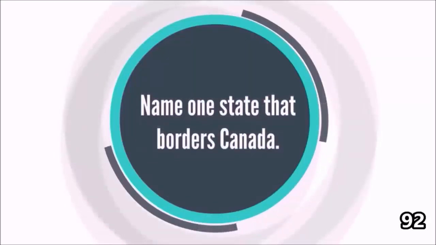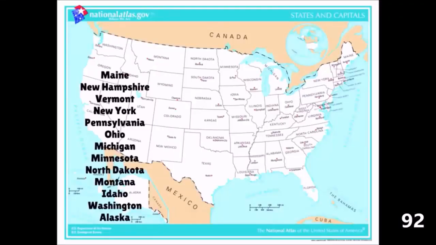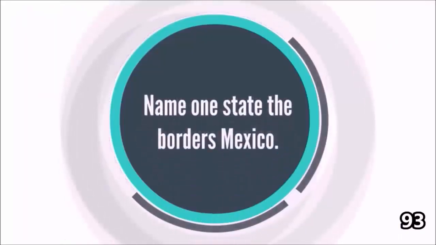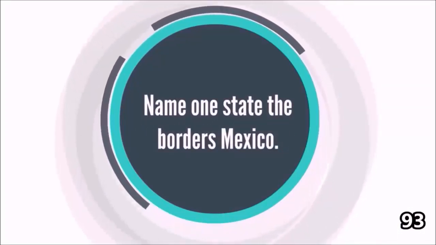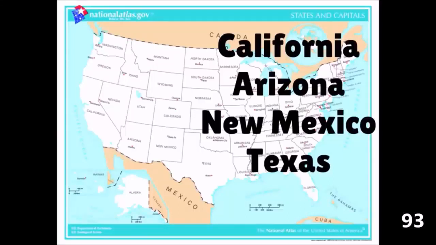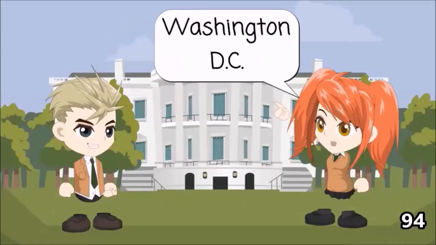Name one state that borders Canada. Maine, New Hampshire, Vermont, New York, Pennsylvania, Ohio, Michigan, Minnesota, North Dakota, Montana, Idaho, Washington, Alaska. Name one state that borders Mexico. California, Arizona, New Mexico, Texas. What is the capital of the United States? Washington, D.C.